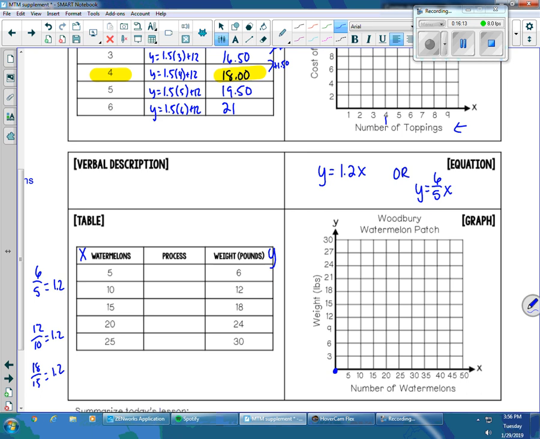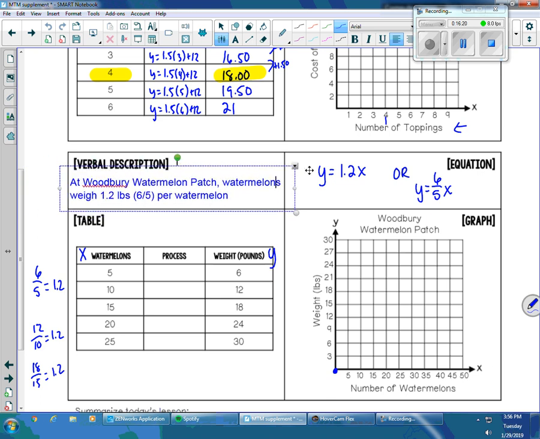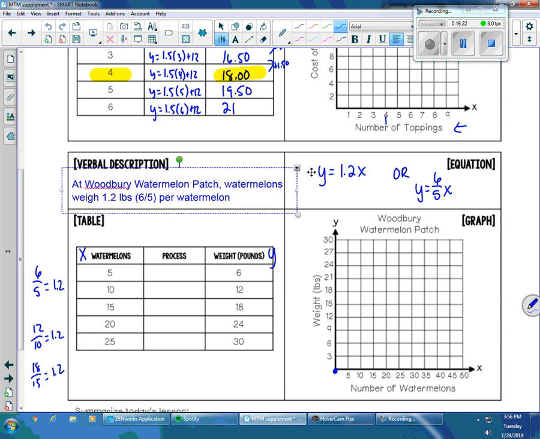Now, what does this mean in the context of the problem? See, I'm kind of going about this one backwards, and this one is kind of the most confusing because I was assuming that it was going to be money for the watermelons, not the pounds. So this one actually confused me too. What does it mean? At Woodbury Watermelon Patch, watermelons weigh 1.2 pounds or 6/5 pounds per watermelon. So each watermelon weighs 1.2 pounds. So if I want my total weight, it depends on the number of watermelons. So let's go ahead and graph this information.